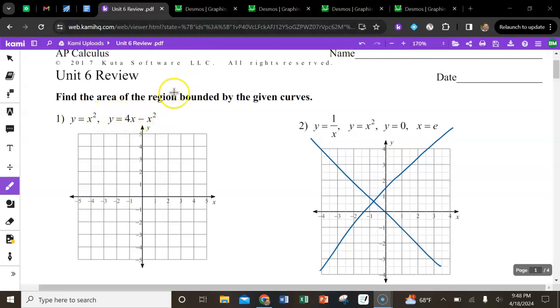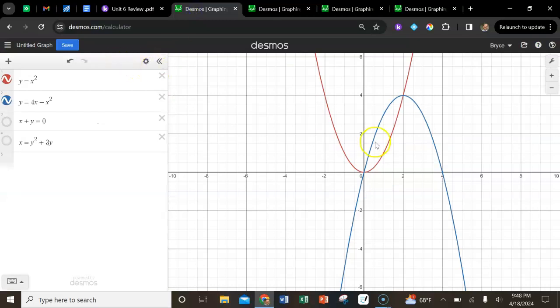Step 1, you want to graph both of these functions. I already did so in Desmos. So I see this. I'm just trying to find that region. All I care about is that you graph that region. So they cross at 0, 0. They also cross at 2, 4.